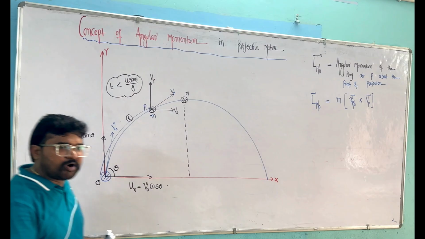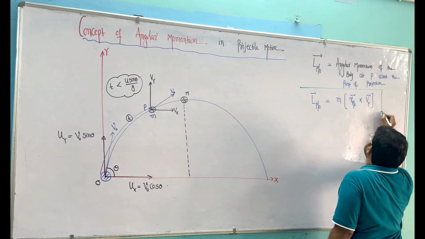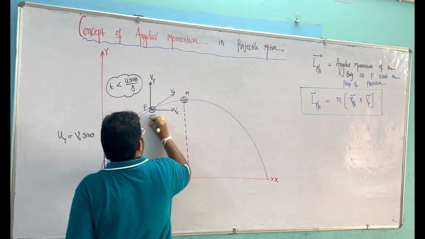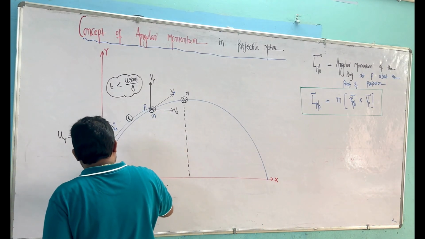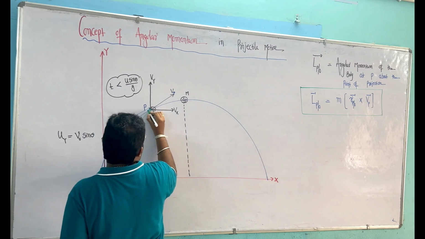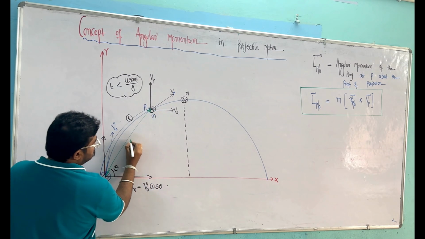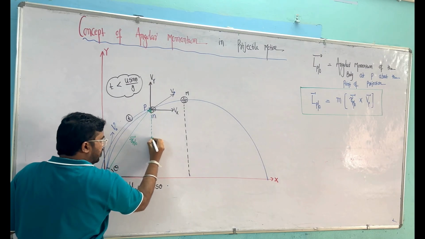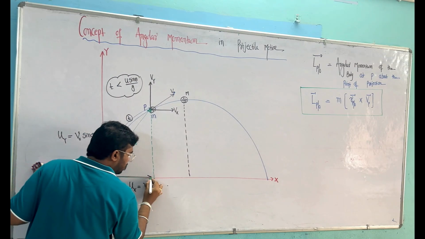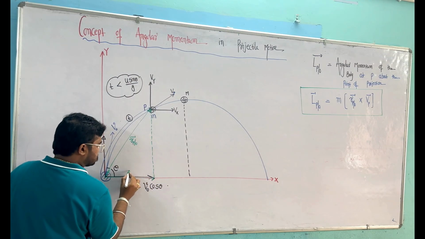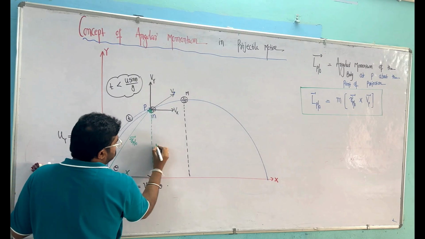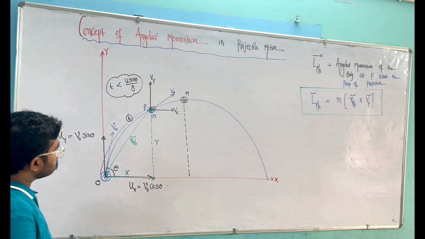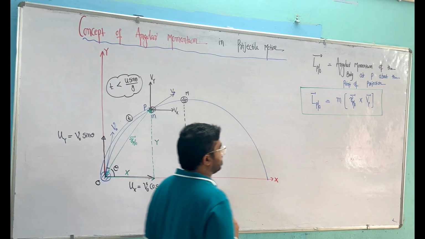So how to get that? About point O means, where should the vector start from? Tell me. The vector should start from here. This is the position of point P about point O. So how to write this? From here to here is small x, and from here to here is y, in time t. This is x i cap, y j cap.